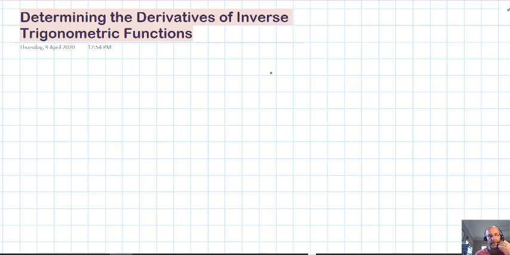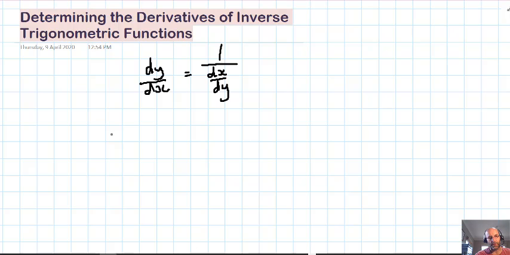Our goal is to understand how we determine the derivatives of inverse trig functions, inverse sine, cos and tan, and we're essentially deriving expressions for the derivatives. By now you should be familiar with this result: dy/dx is 1 over dx/dy, and that result facilitates the derivatives of the inverse trig functions.